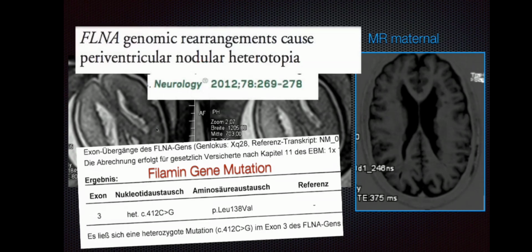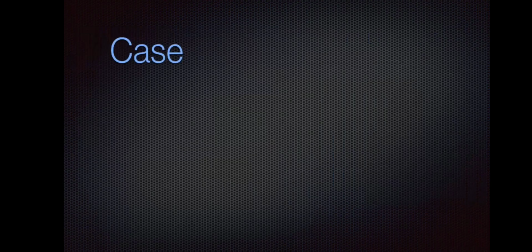So, you can refer to much literature on this condition. So this is something known. So if you have a mother having a problem and the fetus has something in the brain, consider filamin as a typical condition of genetic background.